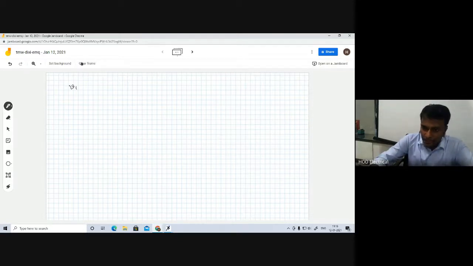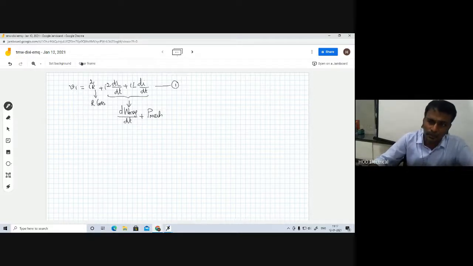B into I equal to I into I squared R plus I squared dL divided by dt, then plus I into L into dI divided by dt. This is equation number 1 we have already derived, which has the resistive loss, and this is the combination of the rate of change of magnetic field energy plus the mechanical output power.